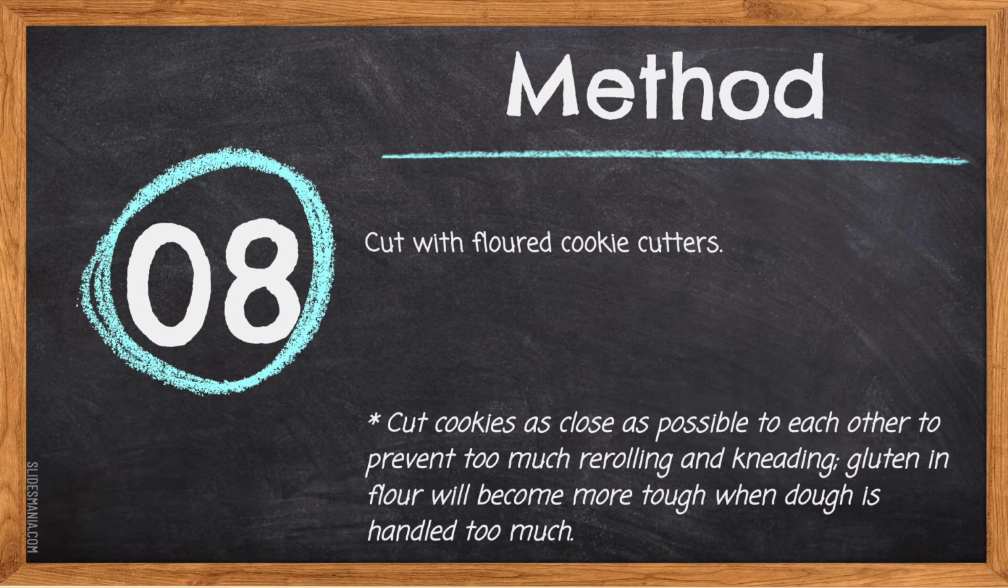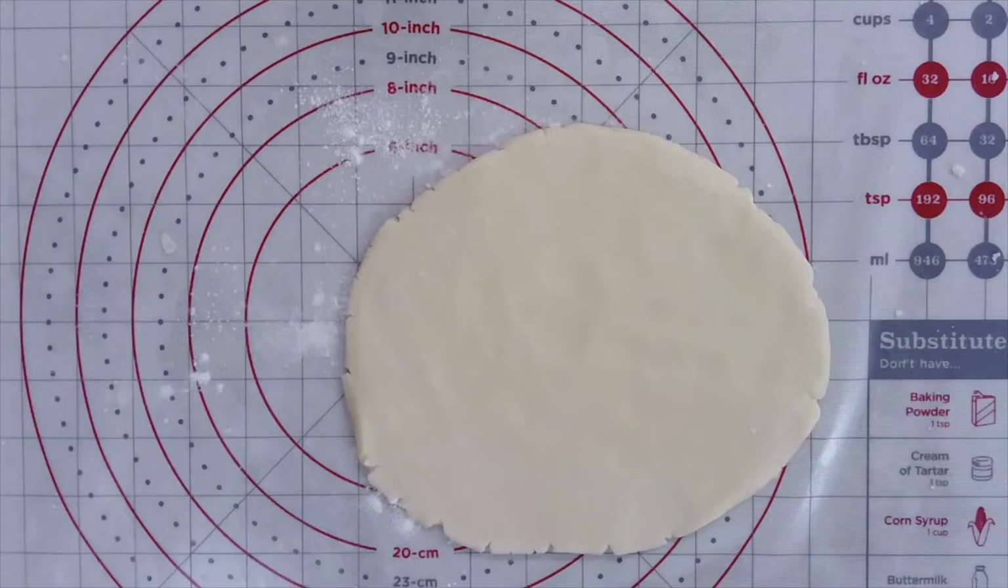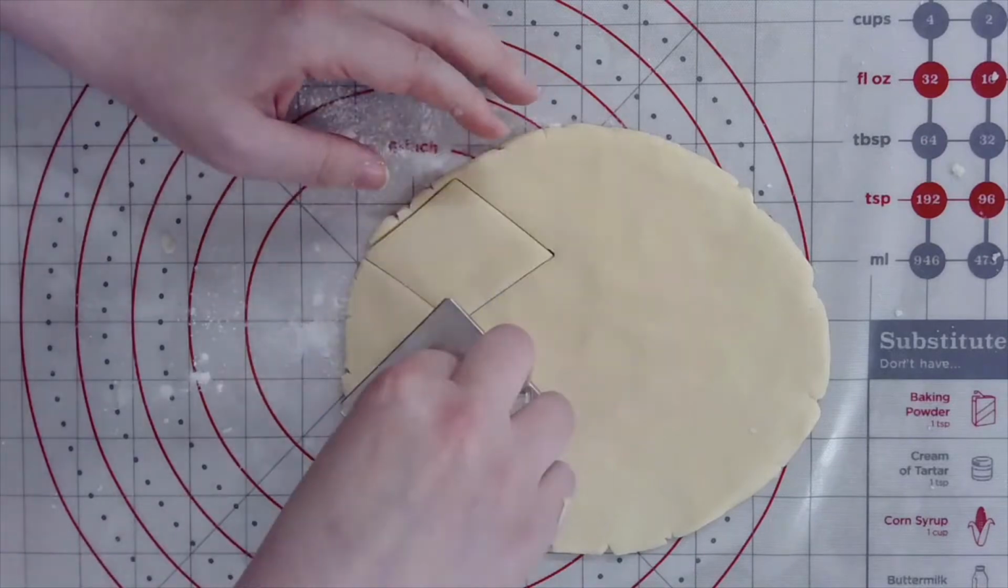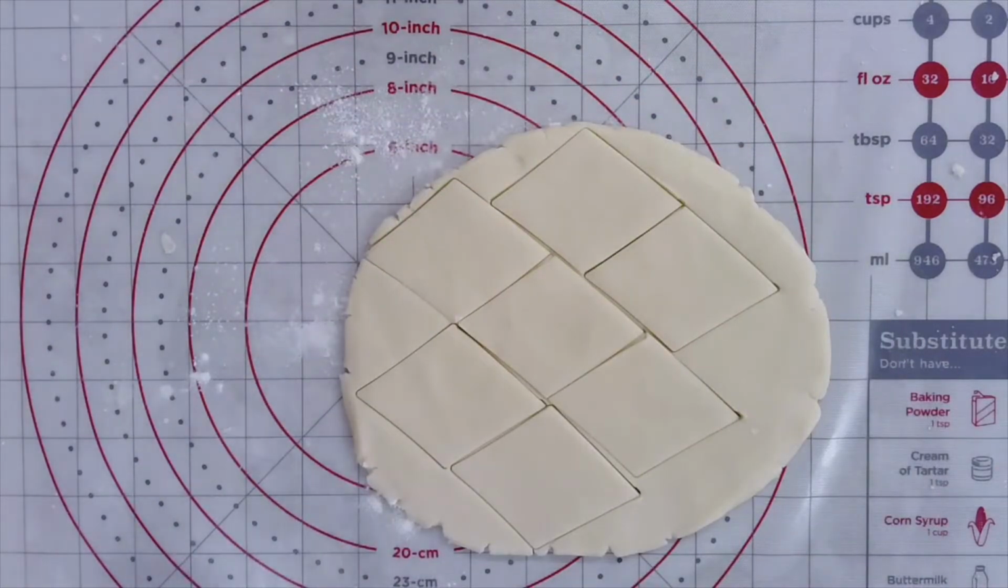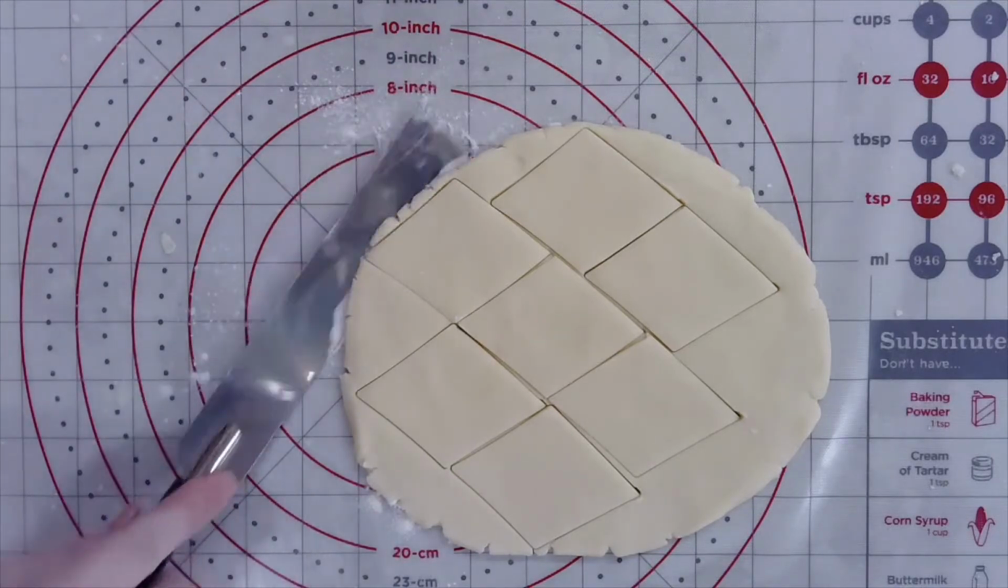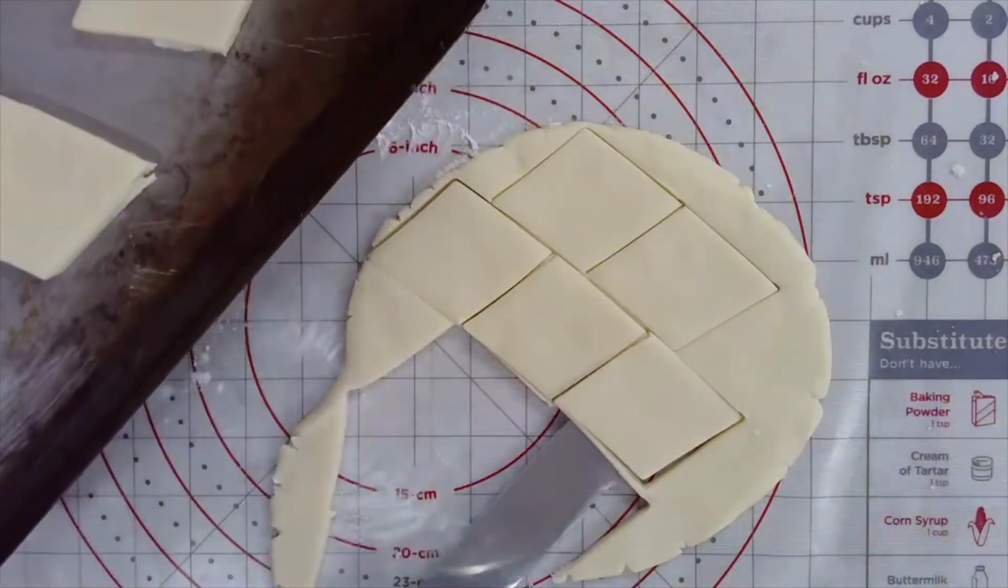Step 8. Cut with floured cookie cutters. Cut cookies as close as possible to each other to prevent too much re-rolling and kneading. Gluten in the flour will become too tough when the dough is handled too much. It is very important that the first batch of cookies that you cut out of the dough is as close as possible. We want to make sure we don't have to work this dough too much.